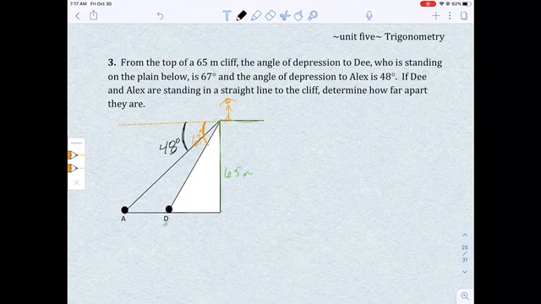So then what we want to do is find how far apart they are. D and Alex are standing in a straight line to the cliff. Determine how far apart they are. So this is our x right here. This is our x. However, what to do?